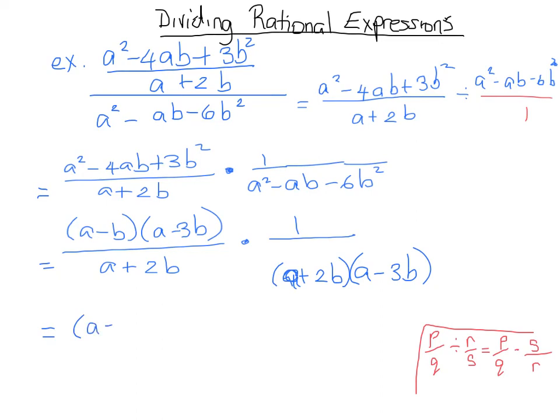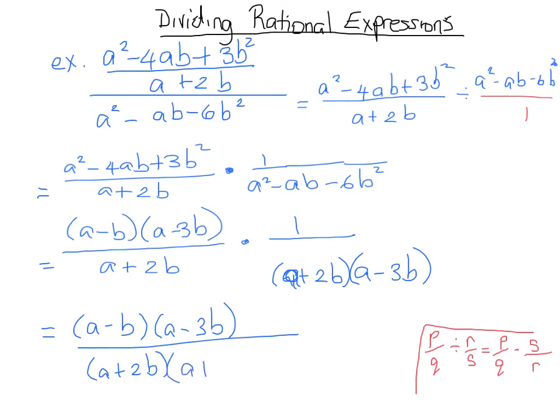On top, we have a minus b, and all I'm doing is a rewrite. I'm rewriting the top left. So a minus b times a minus 3b times 1 all over, on the bottom, a plus 2b times a plus 2b times a minus 3b. So again, all I did just now was lump the bottom here with the bottom here. Okay, so now it's time to cancel what can be canceled, so let's do it.